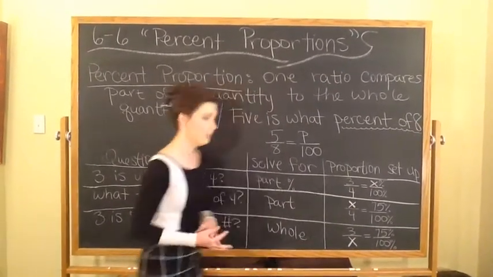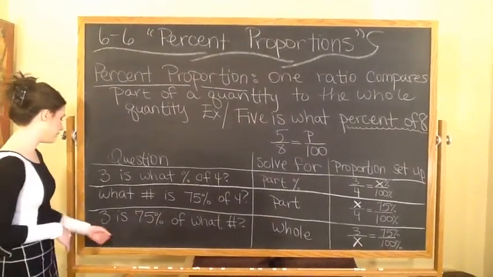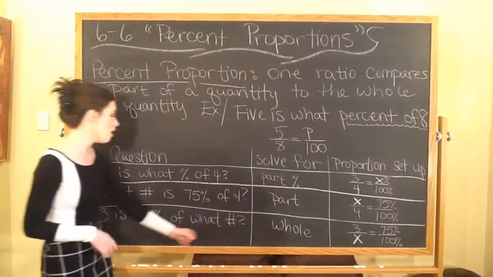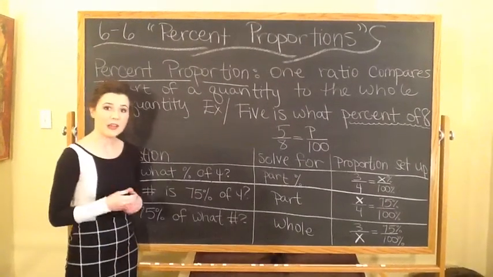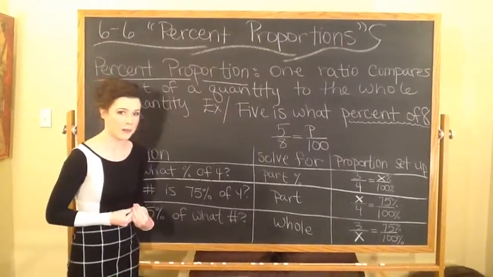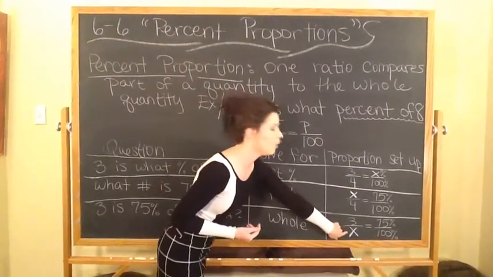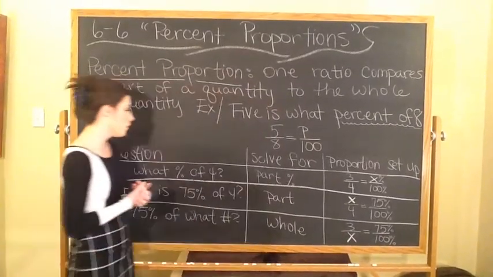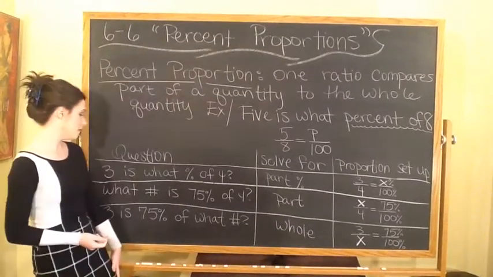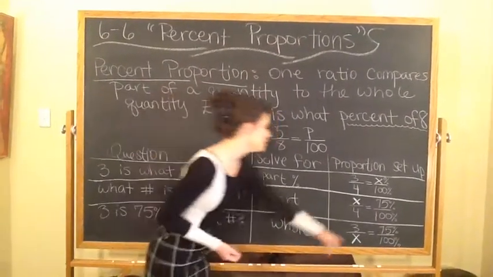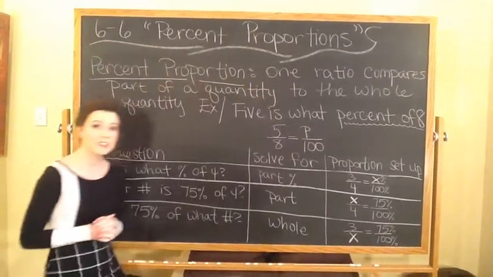The last different circumstance is that it'll say 3 is 75% of what number. Since it says of what number, we're looking for the denominator, or the whole of this ratio. This is the part and this is the whole, so we're searching for the whole. We're given 3, so 3 is in our numerator. We're given 75%, which is our partial percent, so that will be over 100.